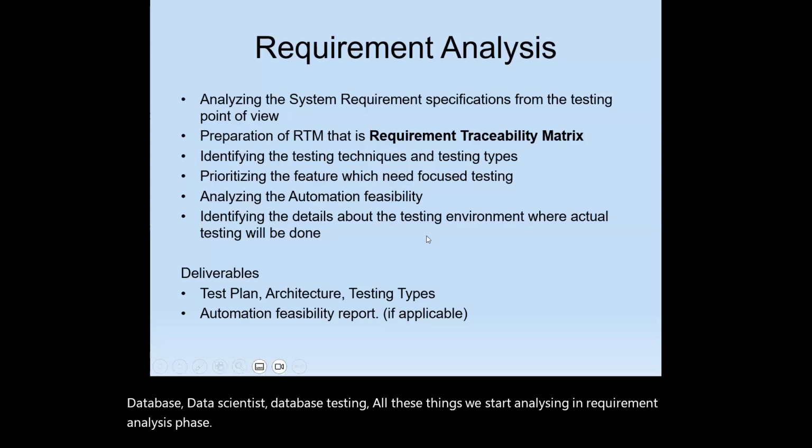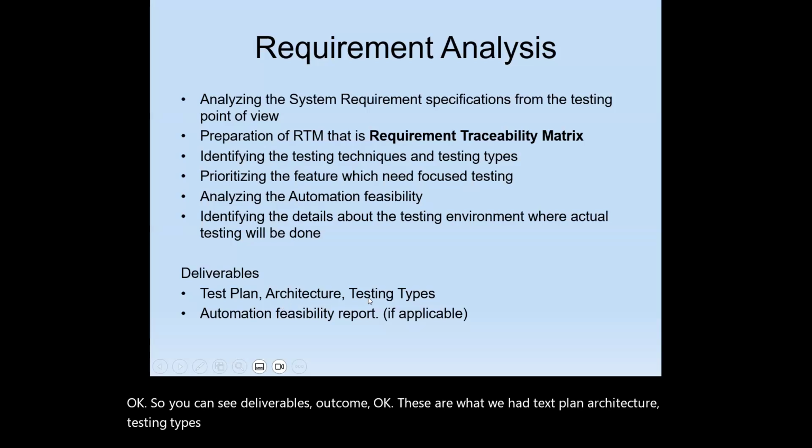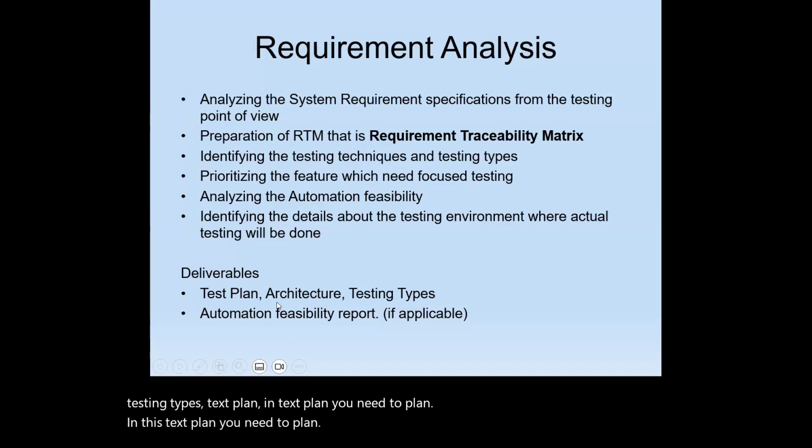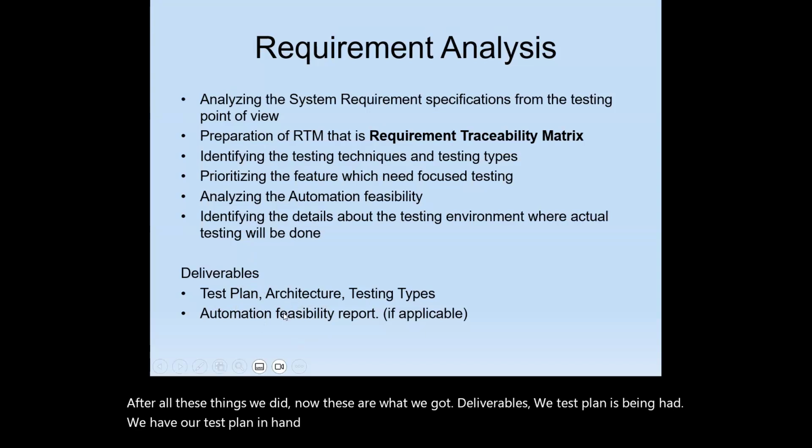Okay, so you can see the deliverables, the outcome. These are what we had: test plan, architecture, testing types. In the test plan, you need to plan. After all these things we did, these are what we got as deliverables. So the test plan is in hand now, and we are moving on to plan it. Test plan, architecture, testing types, after analyzing all these things.